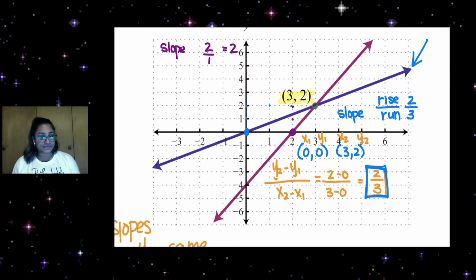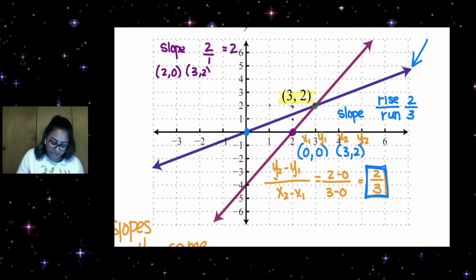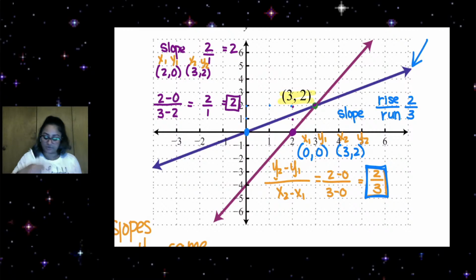Well, if you don't like that, not a problem. We're going to use our points. And our points here are 2, 0 and 3, 2. I have x1, y1, x2, y2. So I plug them in. I know that I have 2 minus 0 all over 3 minus 2 to give me 2 over 1, which is the same as saying 2. Okay, so now we have our two slopes.